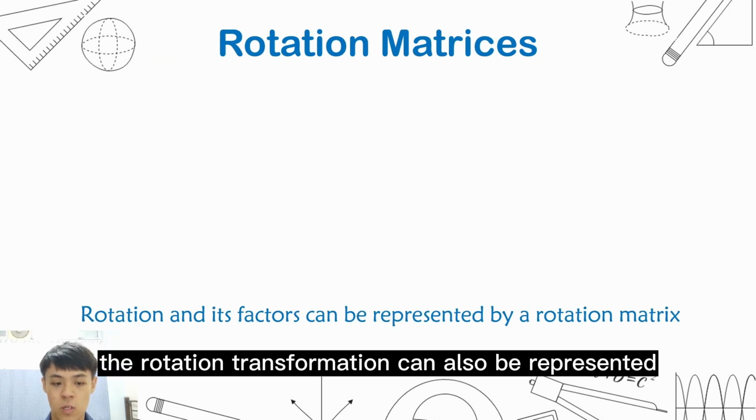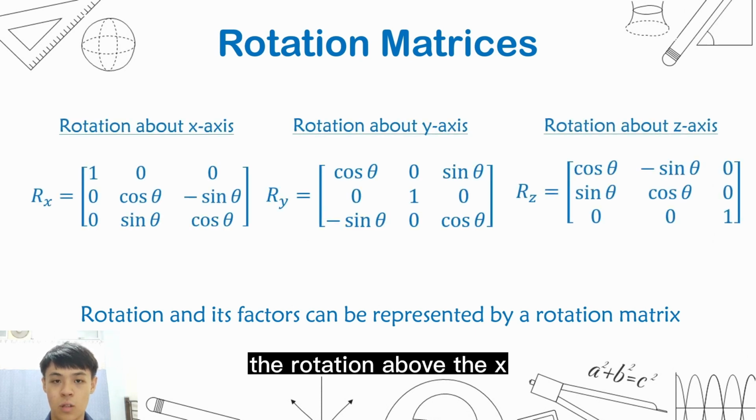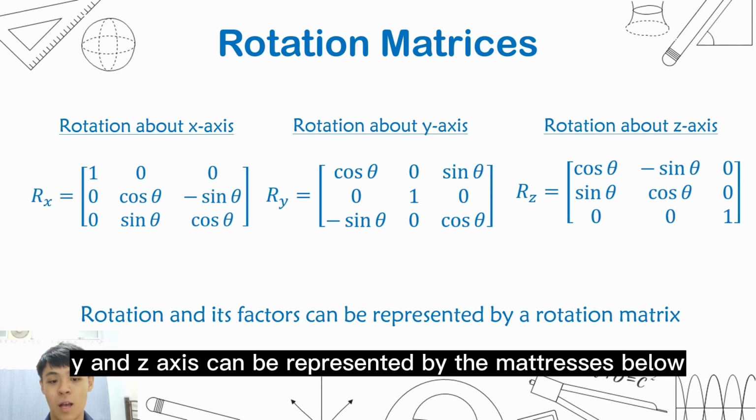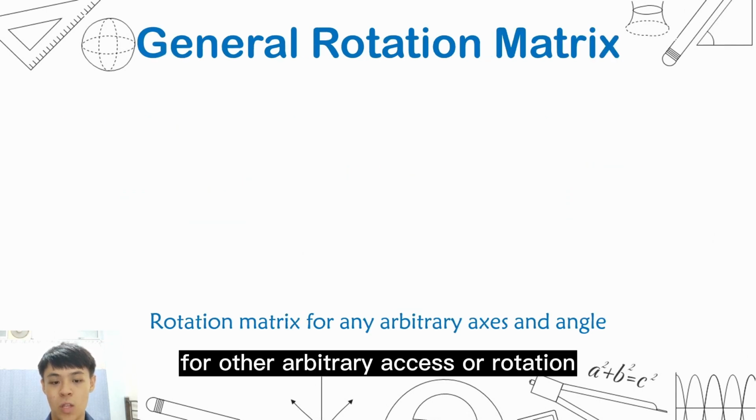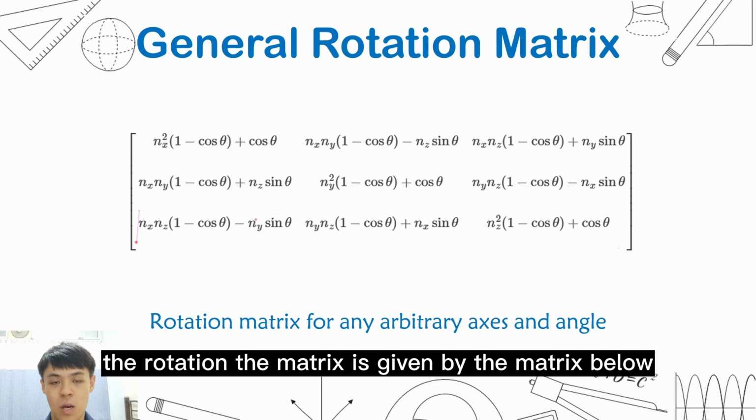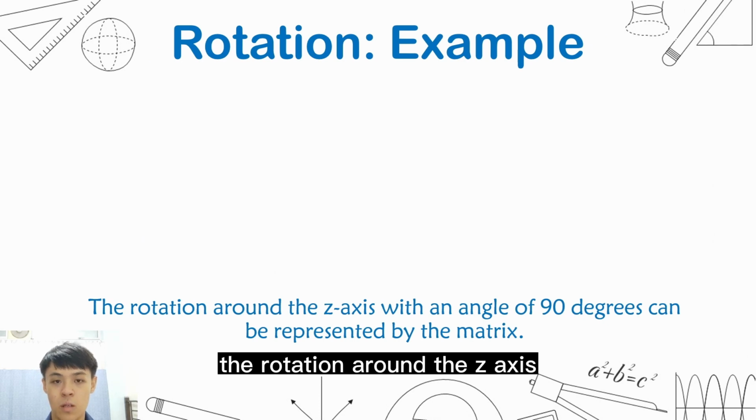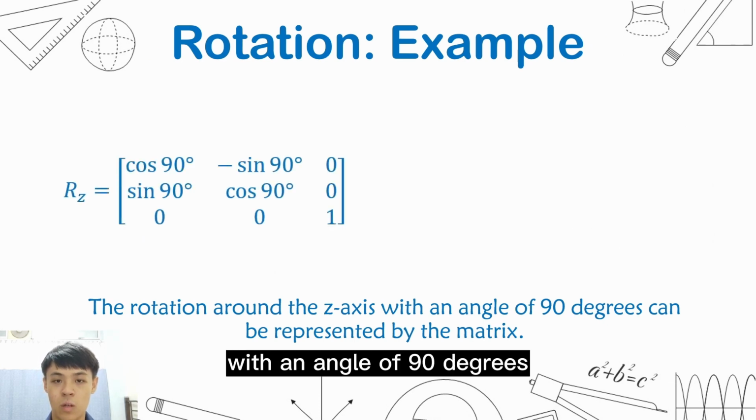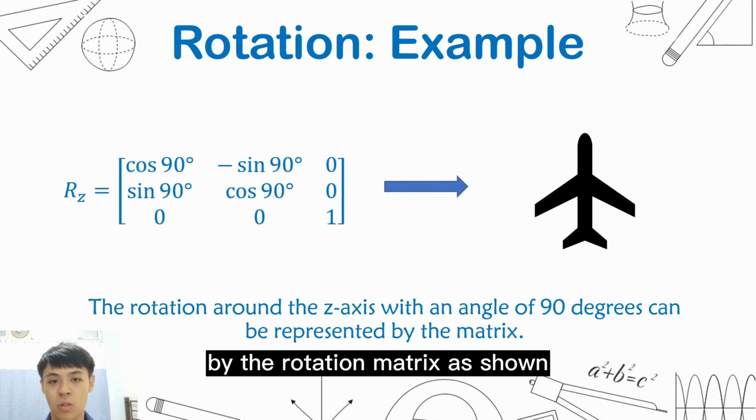The rotation transformation can also be represented by a rotation matrix. For example, the rotation about the x, y, and z axis can be represented by the matrices below. For other arbitrary axes of rotation, the rotation matrix is given by the matrix below. In practical sense, the rotation around the z-axis with an angle of 90 degrees can be done by multiplying the vector of the image by the rotation matrix as shown.